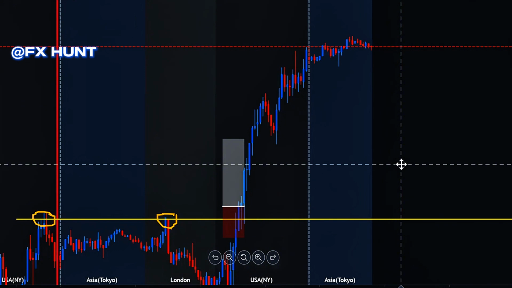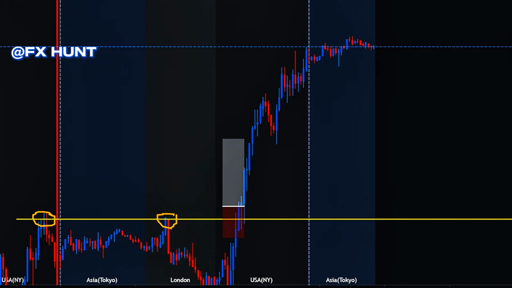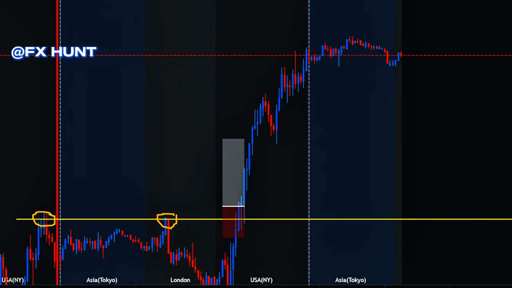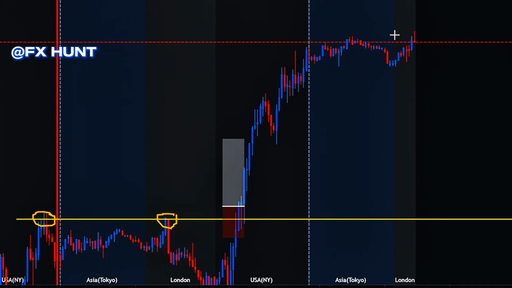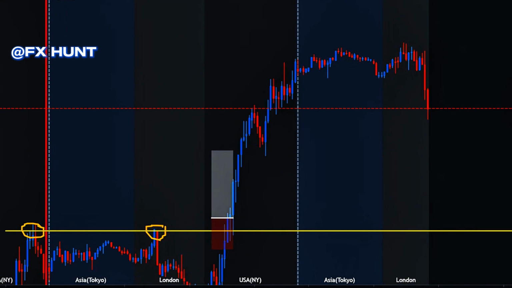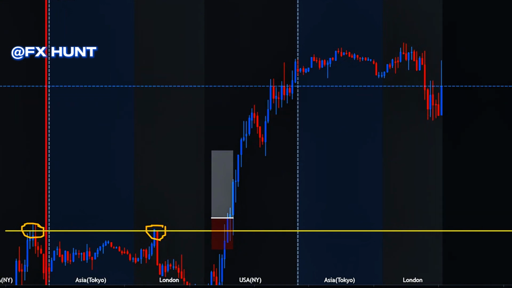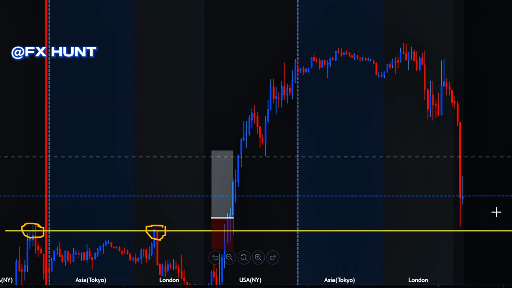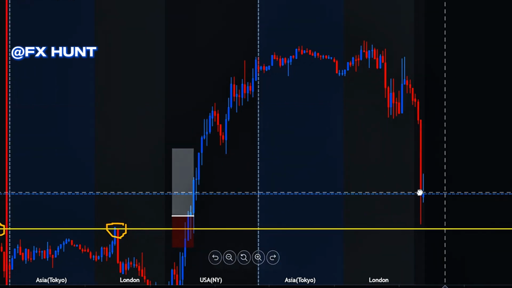Then on the next day, which was Tuesday, this is the Asian session. As you can see here, this is the Asian session, approaching the London session. Now we are in the London session, which is the arches. You can see the arches part of the line, right? Still approaching the New York session. Boom, we entered the New York session.